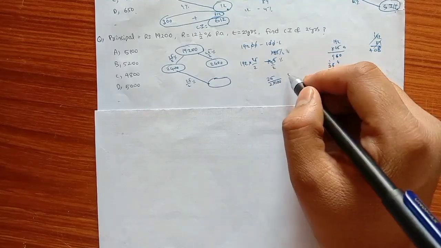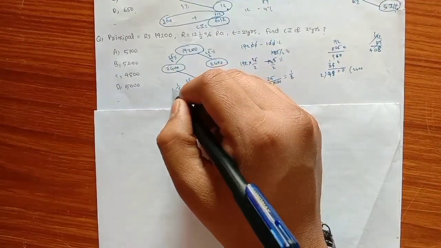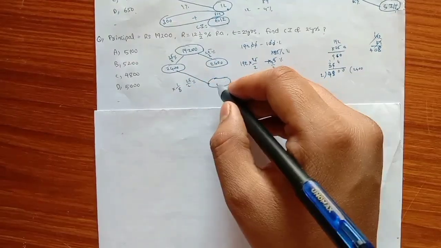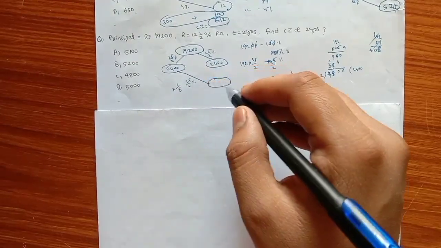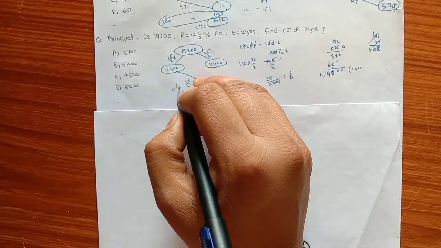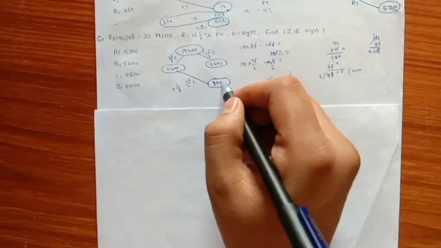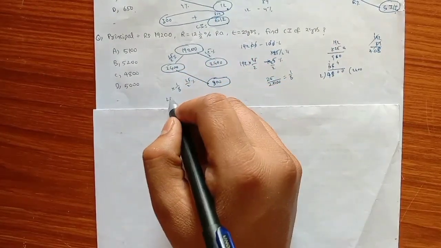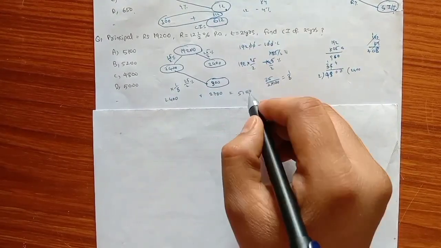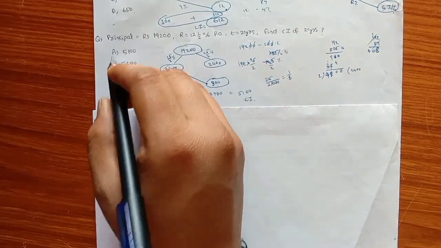To calculate this we can do it like this also: 25 by 2 into 100 equals 1 by 8. If we multiply this amount with this fraction, we get the amount from the actual amount. So 2400 by 8 equals 300. If we sum all these things, 2400 plus 2700, which equals 5100 rupees as CI. So this is in option A.